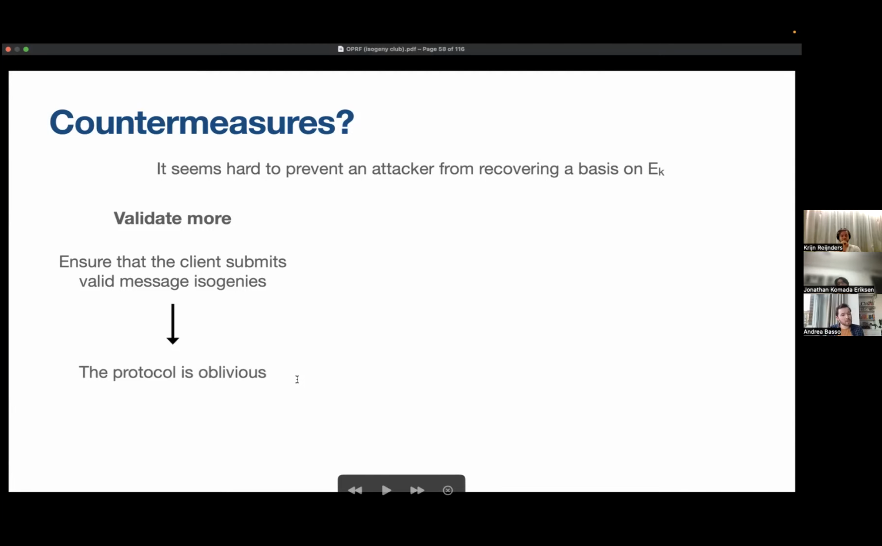But this is hard because the protocol is oblivious. So the only way to do this would be if the client provided a zero knowledge proof that they know a message such that if you take the hash of it and use that as a kernel generator, you get an isogeny of which they know the output. And this seems extremely complicated, and there is probably no easy way to do this without using very costly generic techniques.